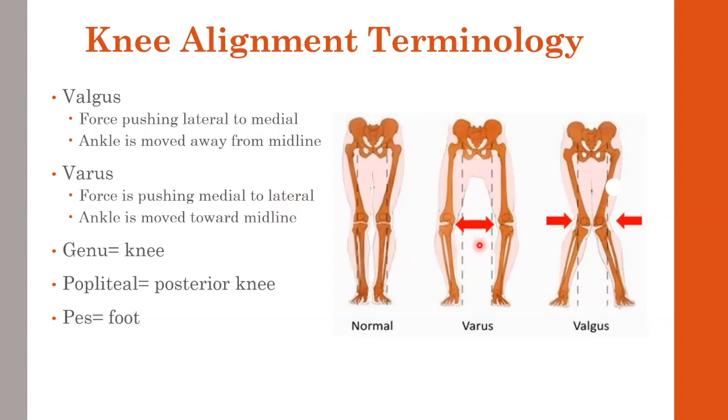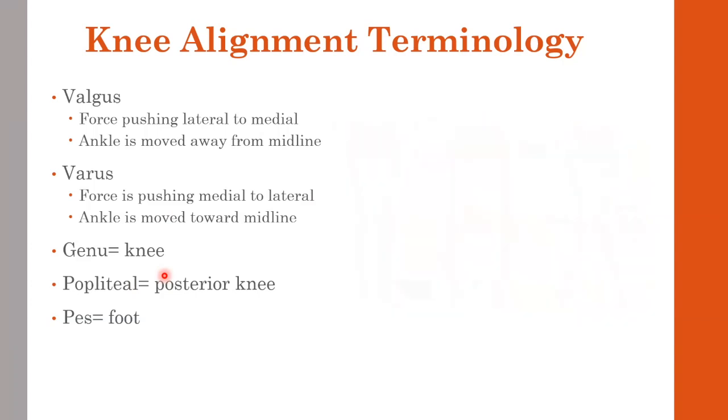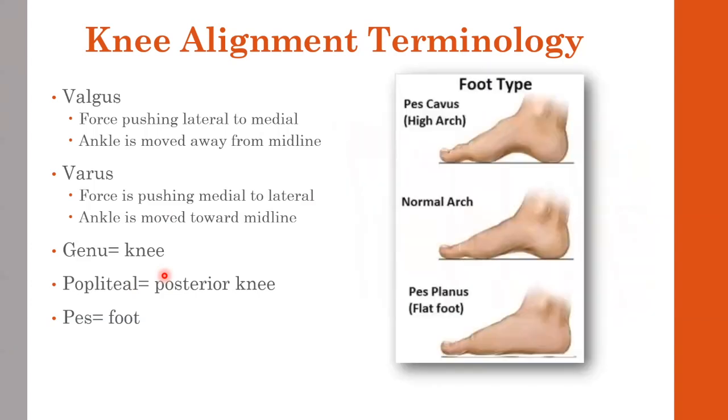We also have knee varus. This is our bow-legged stance. Every time you see the word genu, it's referring to the knee. Popliteal will be the posterior aspect of the knee. And we also have our pes, which means our foot.